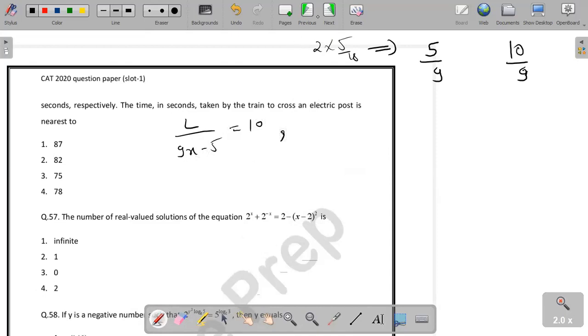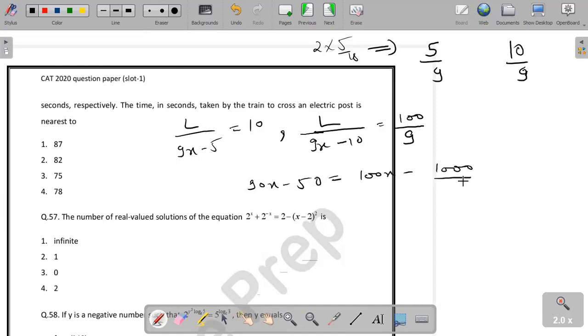Fine. Now it takes 100 seconds to cover the second one. So L by, again, that is 9x minus 10 this time, and 100 seconds, so 100 by 9. It was quite similar. So from here I get L is 90x minus 50, and from here I get L is 100x minus 1000 by 9.